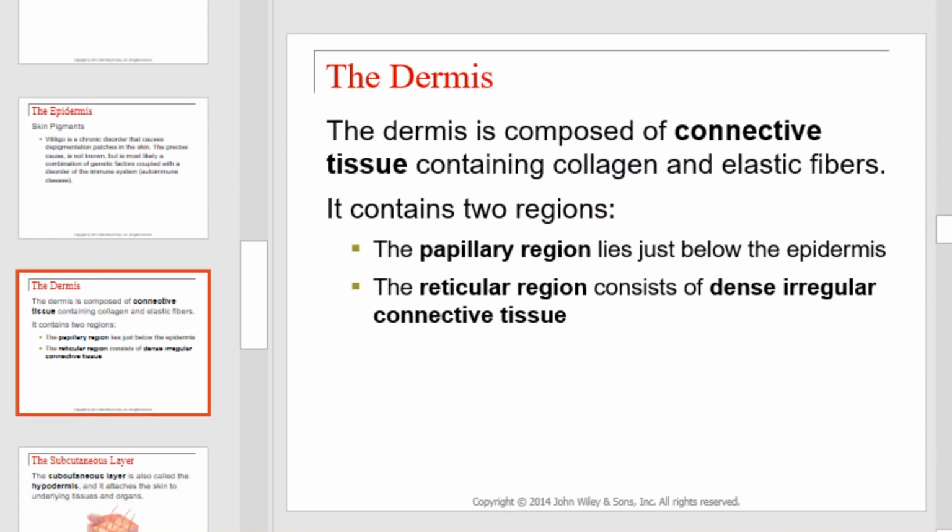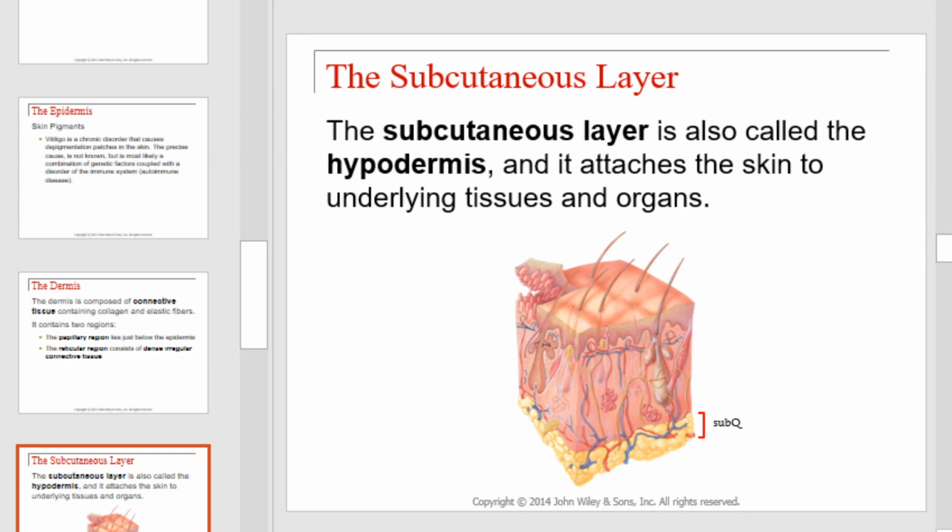The dermis. The dermis is composed of connective tissue containing collagen and elastic fibers. It contains 2 regions: the papillary region, which lies just below the epidermis, and the reticular region, which consists of dense, irregular connective tissue. The subcutaneous layer, again also referred to as the sub-Q or hypodermis, is the layer that attaches the skin to the underlying tissues and organs.